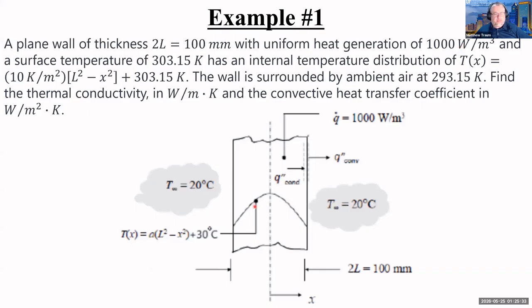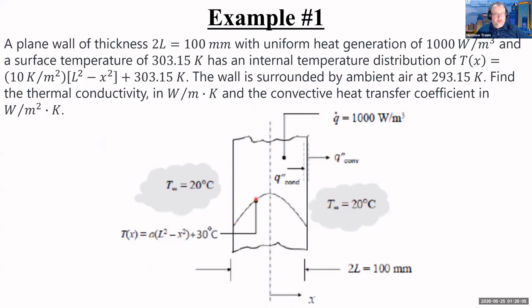So here's that heat generation that's just kind of happening. We're not told how it happens, but there it is. And surface temperature of 303.15 Kelvin, with an internal temperature distribution of T as a function of X equal to 10 Kelvin per meter squared times (L squared minus X squared). L, by the way, is the same L, right? And then X is a variable.